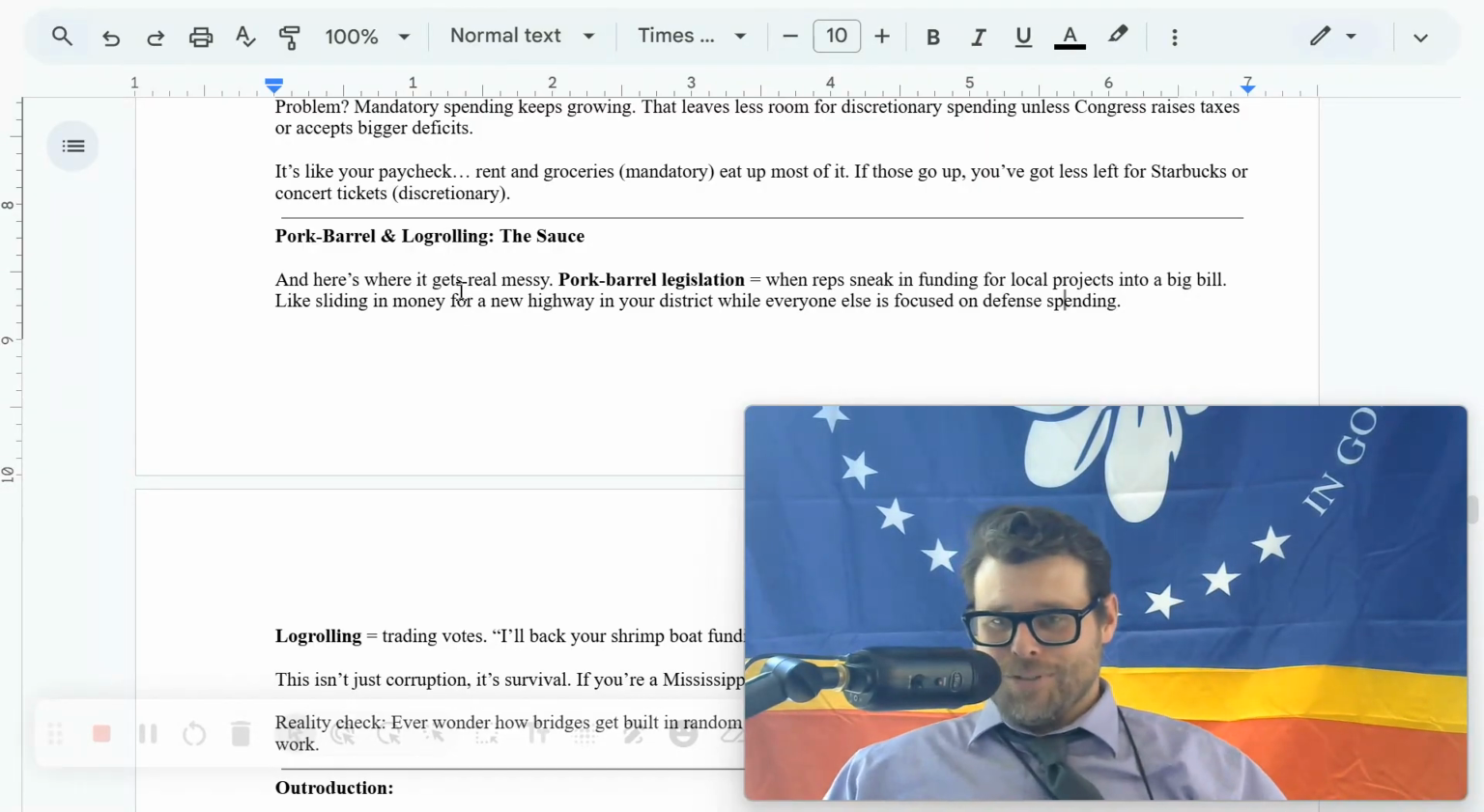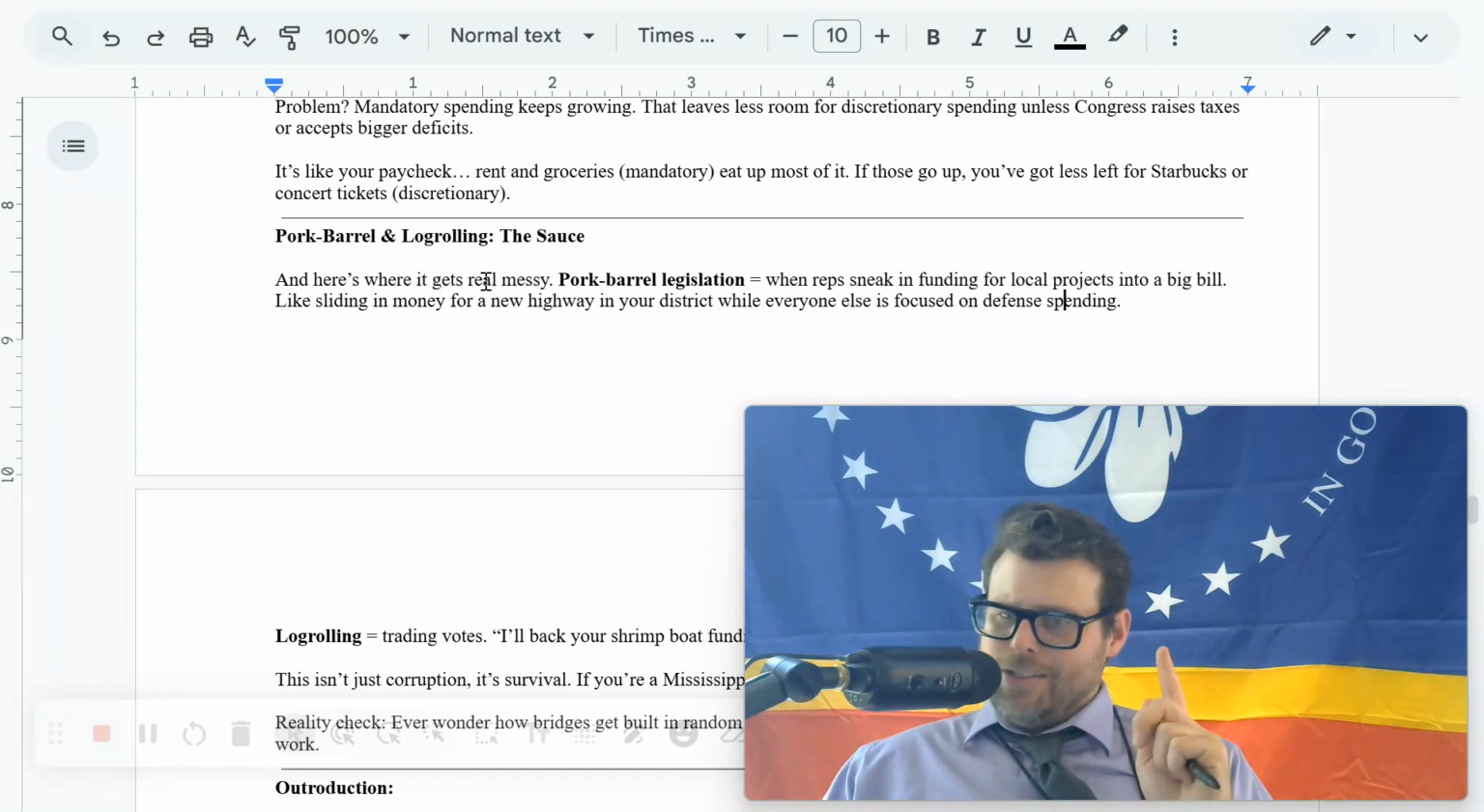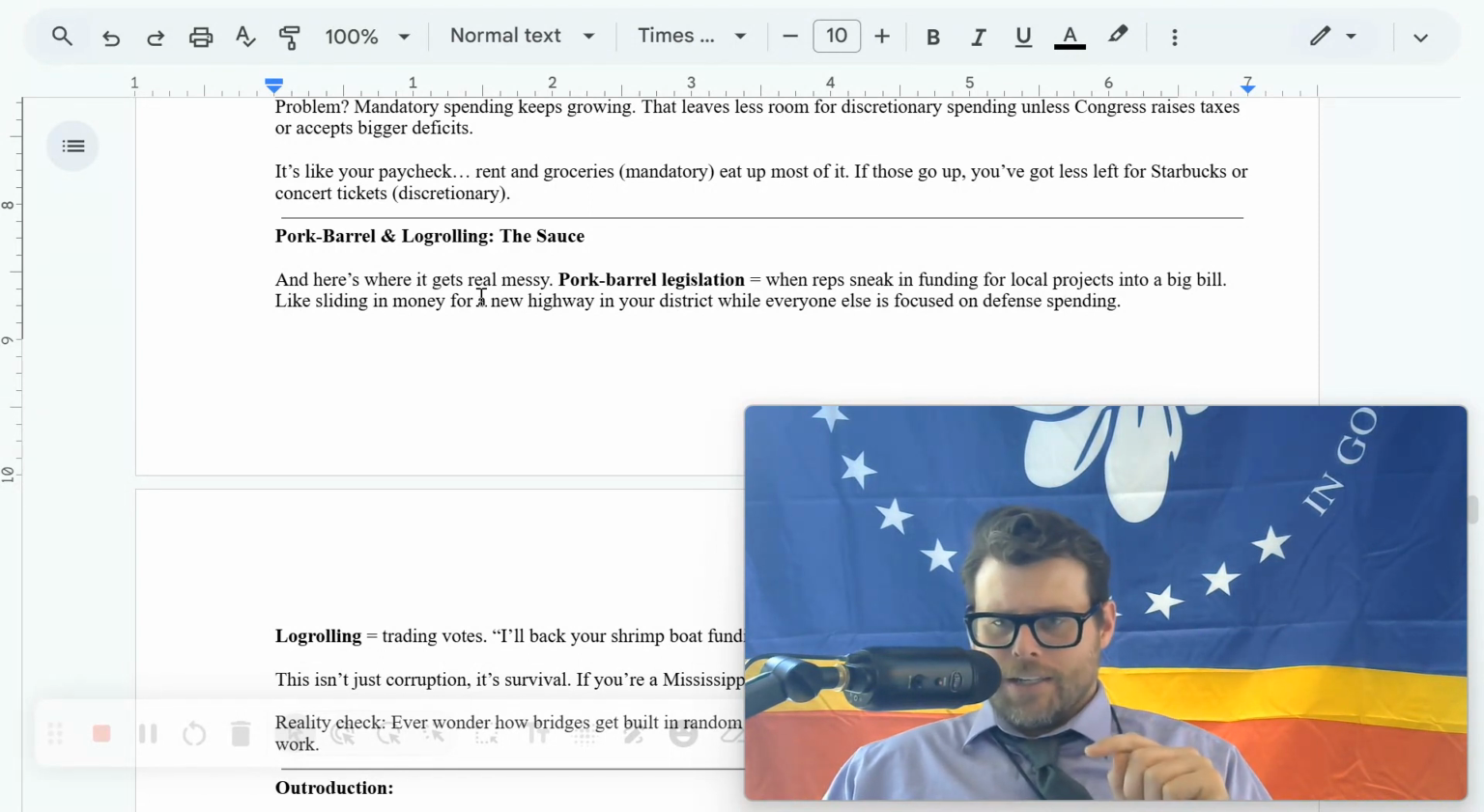But at least they didn't build this bridge. That would have cost us way too much. Pork barrel spending is something that I think we can try and go away from, because it does lead to massive excess spending in our federal budget.